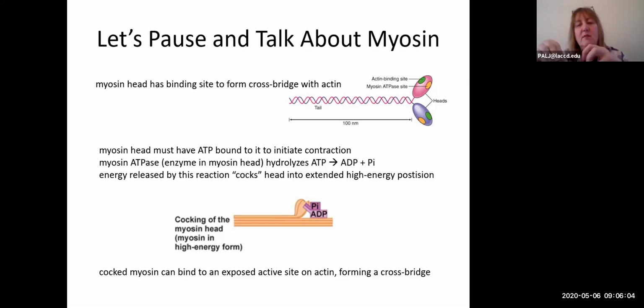The enzyme in the myosin head hydrolyzes the ATP. And now what we have is a myosin head that has an ADP and inorganic phosphate. And what that does, I realize you can't see me, is it cocks the myosin head. So if this is the myosin, basically it puts the head going up at an angle, okay? So it's ready to contract. All right, so this is the high energy form.